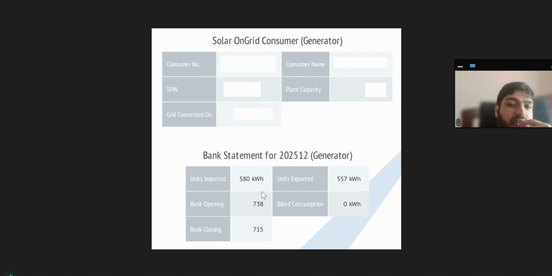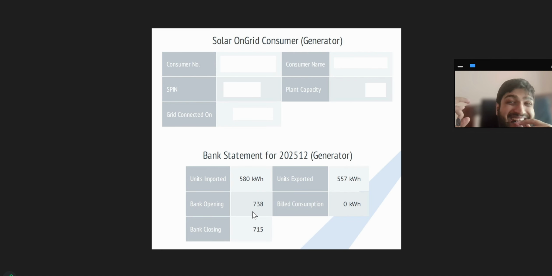So you have already 738 units in your bank. That is banked balance. That is basically the net export you have from the month of April till the month of December. That is now. So the bank units is calculated on a financial year basis, from April 1st to March 31st. So you have 738 units.